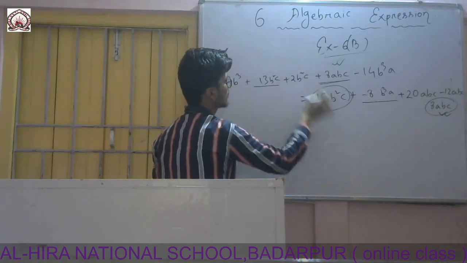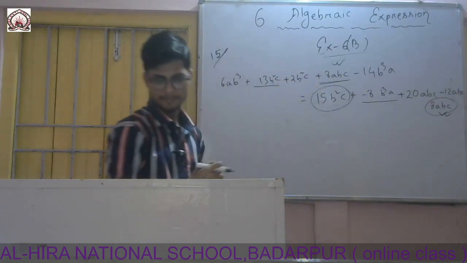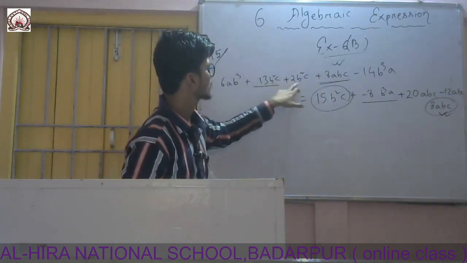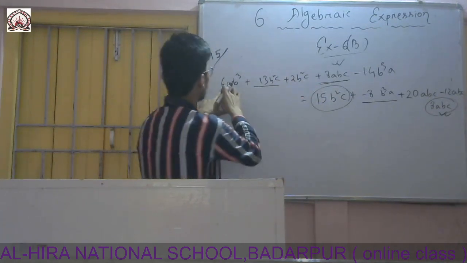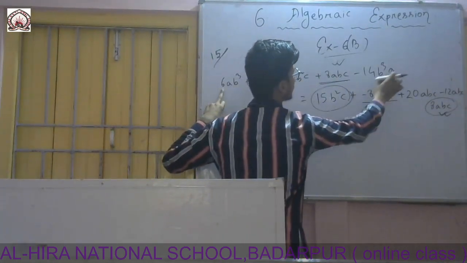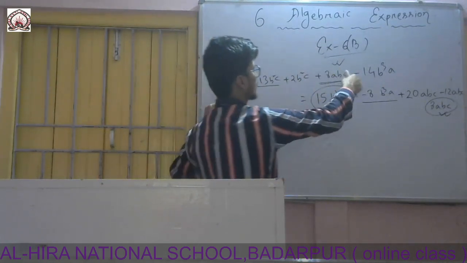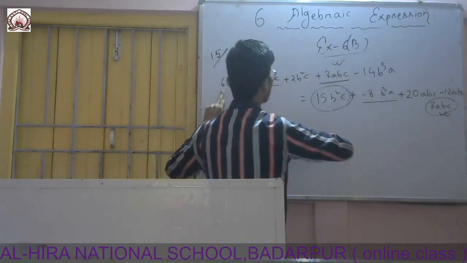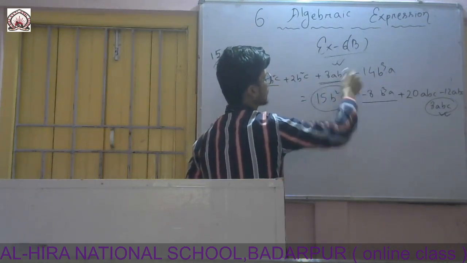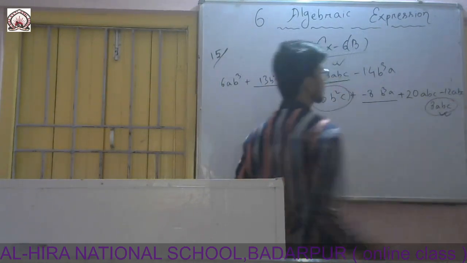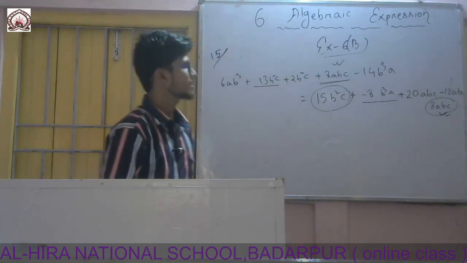You see this one and this one. There 13 plus 2 is 15. They are also 15. They are 6ab cube and 14b cube a. Plus minus it is minus. 14 minus 6 is 8. And the sign will be minus 8. So this side is also balanced. And they are 8abc. They are 20 minus 12 is 8abc. That means this equation is balanced.